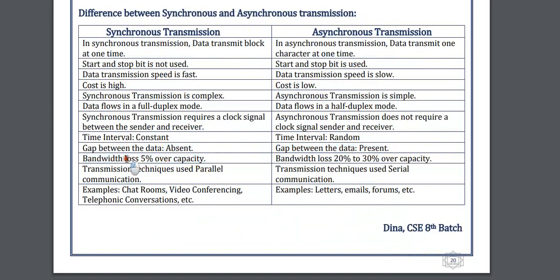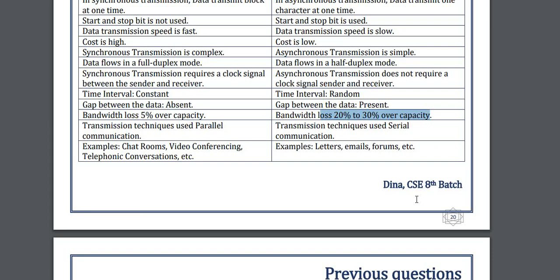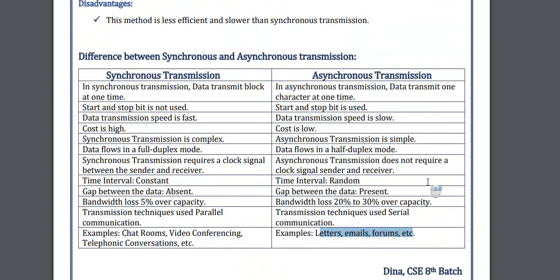Bandwidth loss is 5% over capacity in synchronous, but in asynchronous it is 20 to 30% over capacity. Synchronous is used in chat rooms and video conversations, and asynchronous is used in letters, emails, etc. You can take a snapshot of this one because this difference is very important from the exam point of view.